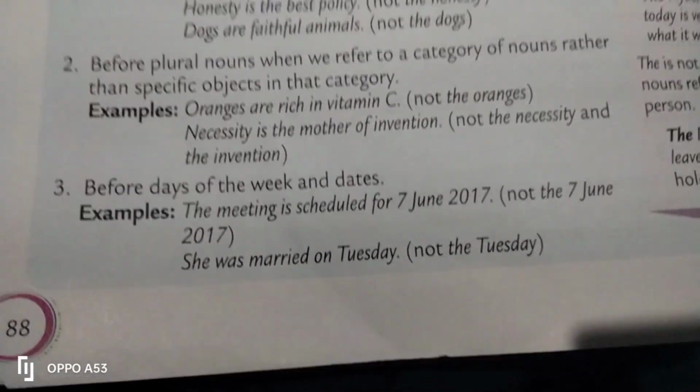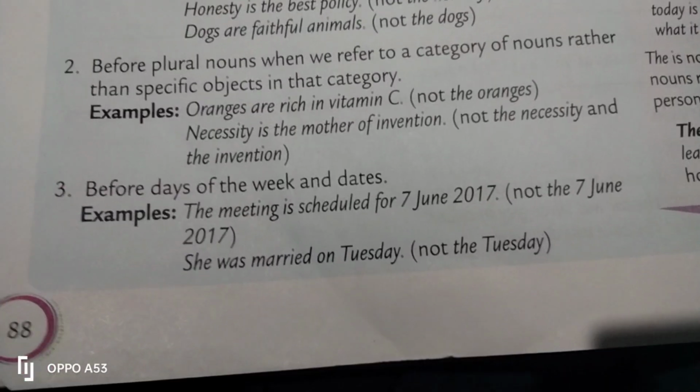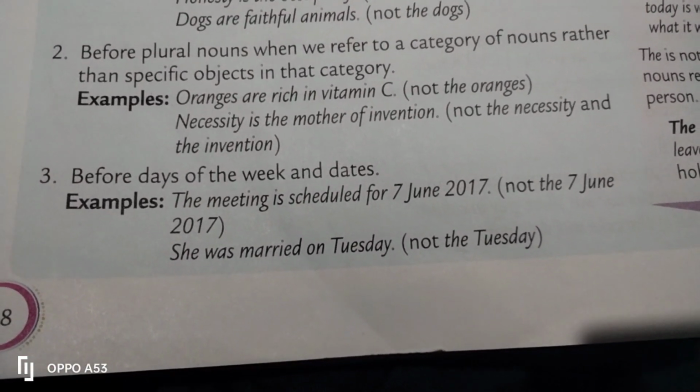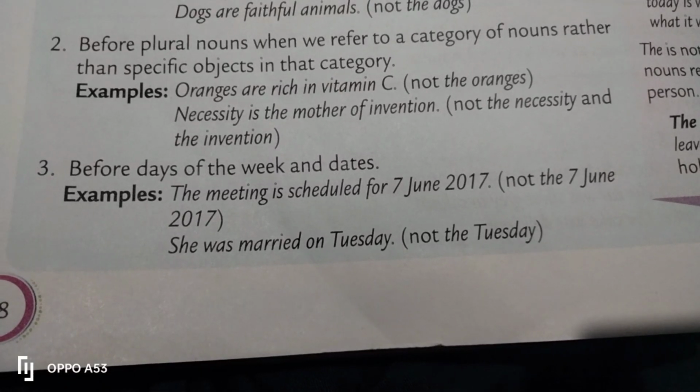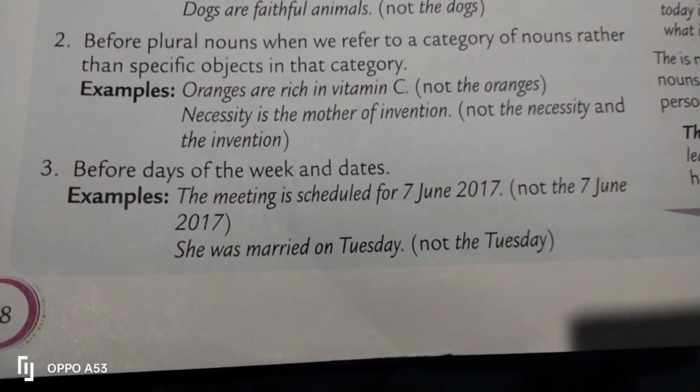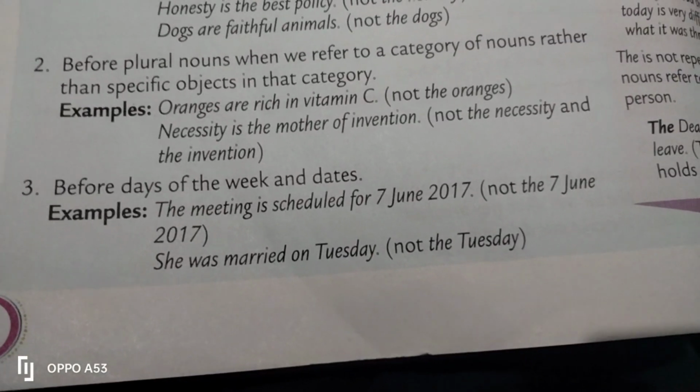The third rule where we have to avoid the definite article is before days of the week and dates. You know what the days of the week and the dates are very clearly. Before them we don't use any definite article.